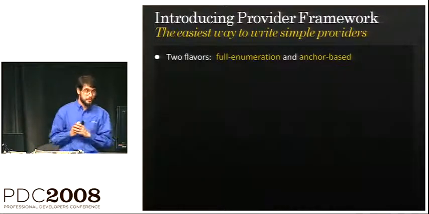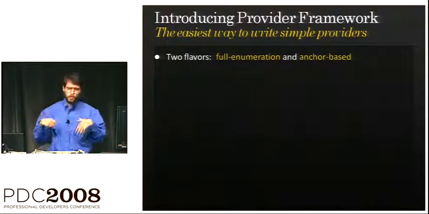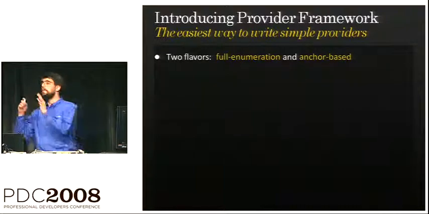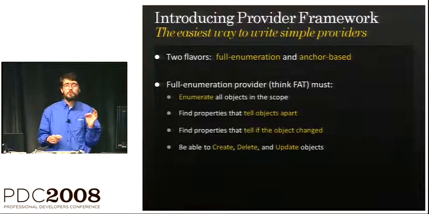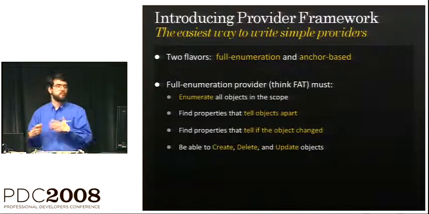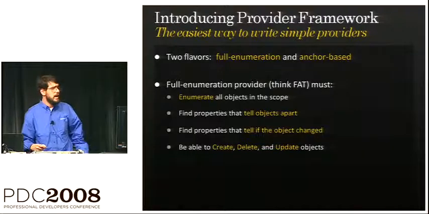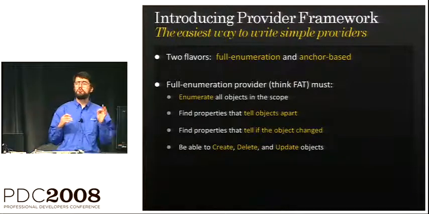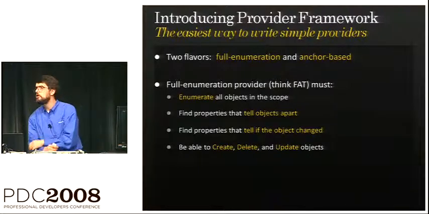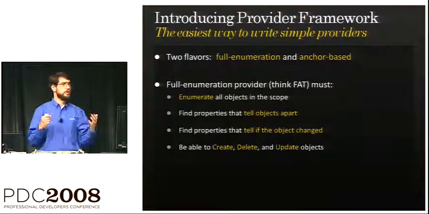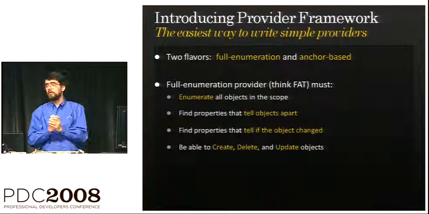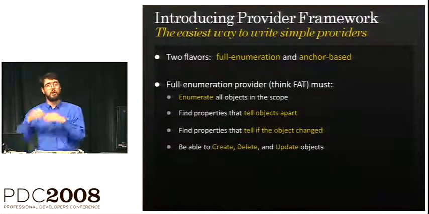Provider Framework is a V2 component and comes in two flavors. Or rather, providers that are written to it come in two flavors: full enumeration providers and anchor-based providers. A full enumeration provider is intended for a store that is similar in its capabilities to the FAT file system. And it is required to be able to do four things. First, it needs to be able to enumerate all of the objects that are in its scope of synchronization. Synchronizing files, I may have a for each loop over all the files in a folder. If I'm synchronizing contacts, perhaps I'm going to have a for each loop over all the contacts in the address book.